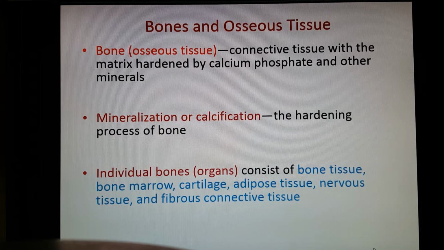And your bones themselves are individual organs, each one of them. So your femur is an organ, your os coxa or your hip bone is also its own separate organ. A bone is made of bone tissue, the bone marrow on the inside, and the cartilage that covers it to protect it. There's some fat tissue or adipose tissue. There's nervous tissue that runs through the middle of your bones and into your bones and around in other locations, as well as some fibrous connective tissue on the outside of the bone to protect it.